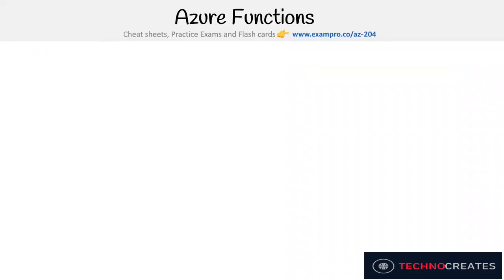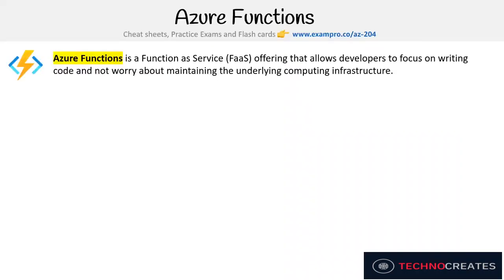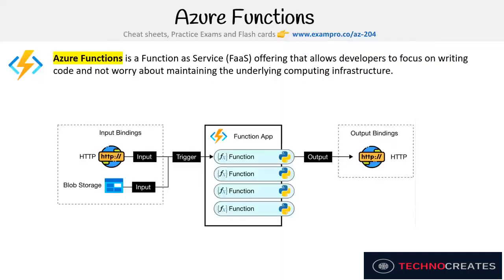Hey, this is Andrew Brown from Exam Pro, and we are taking a look at Azure Functions. And this is a function as a service, FaaS, offering that allows developers to focus on writing code and not worry about maintaining the underlying computing infrastructure. And so here is our visualization, so we can break down the anatomy of how Azure Functions work.